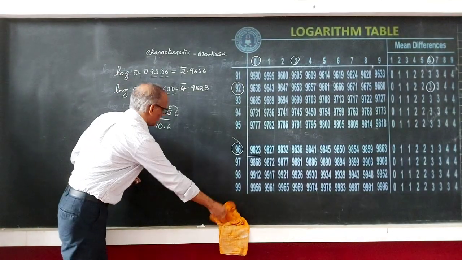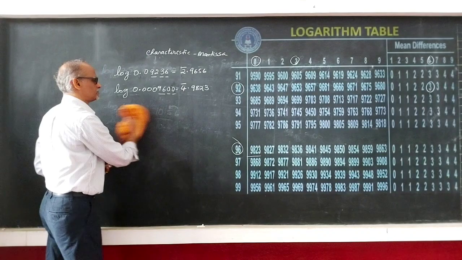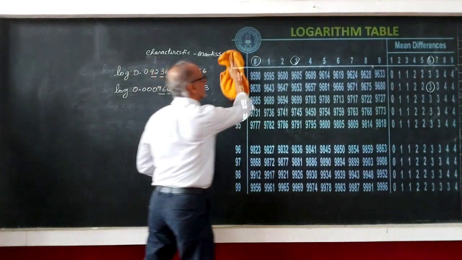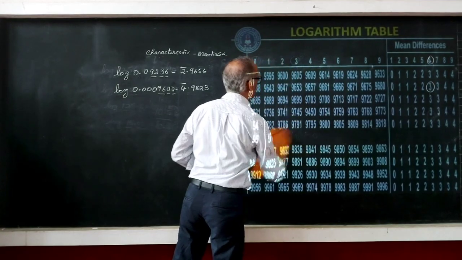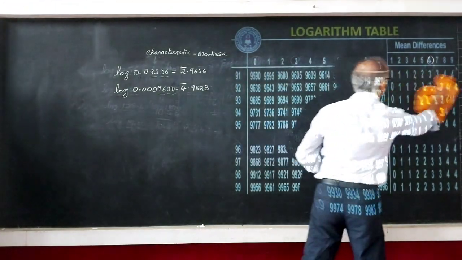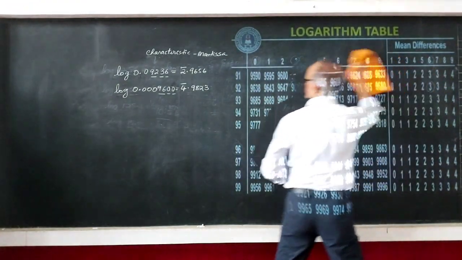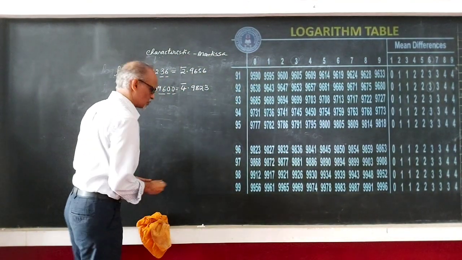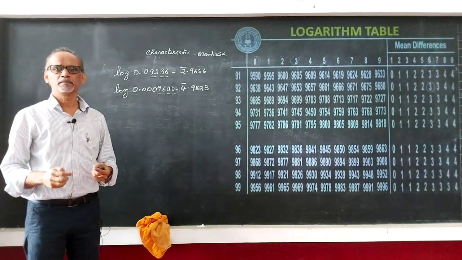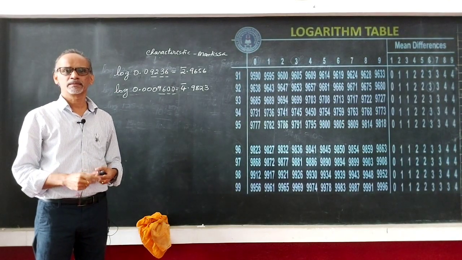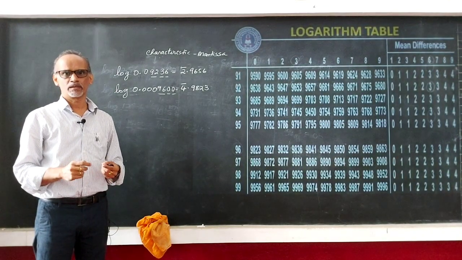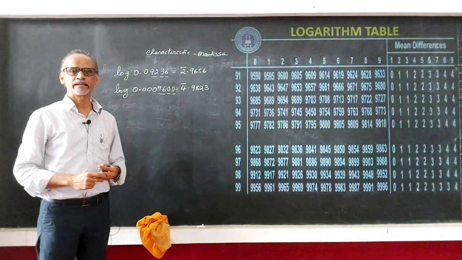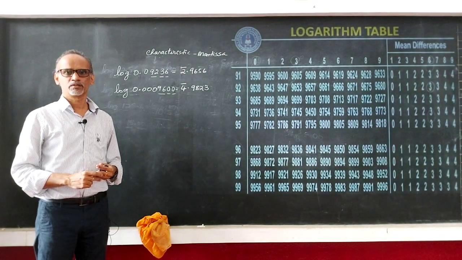So I have explained how to find the logarithm of two kinds of numbers, one number greater than 1 and the other number lesser than 1. So this is the method of finding the log of these numbers.